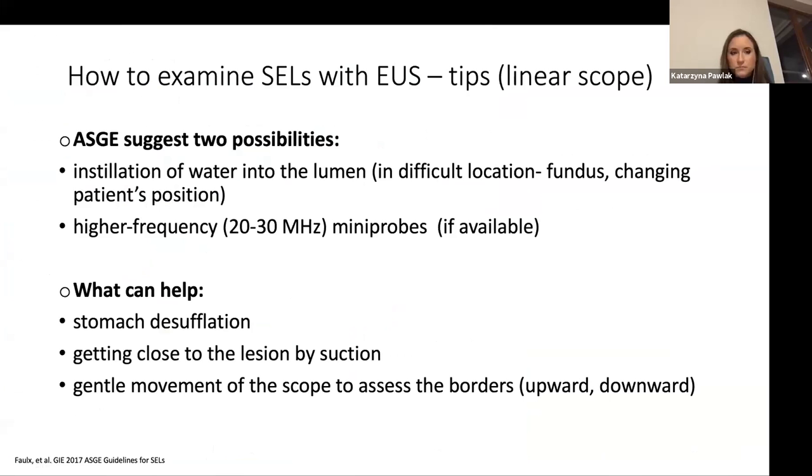And a couple of tips when it comes to the examination of subepithelial lesions with a linear scope. ESGE suggests two possibilities. One is the instillation of water into the lumen, and in some difficult locations like the fundus, you can change the patient position. Also, higher frequency mini probes, if available, can be used for the EUS examination of these lesions. However, from our point of view, what can be helpful is gastric desufflation, getting close to the lesion by suction, and very gentle movements of the scope upward and downward to assess the borders.